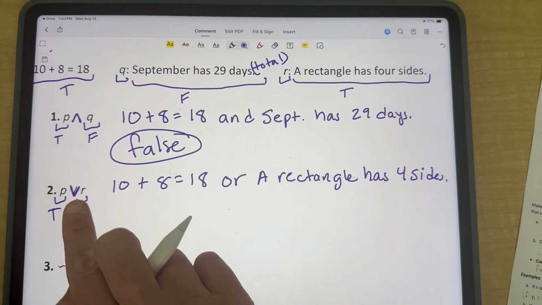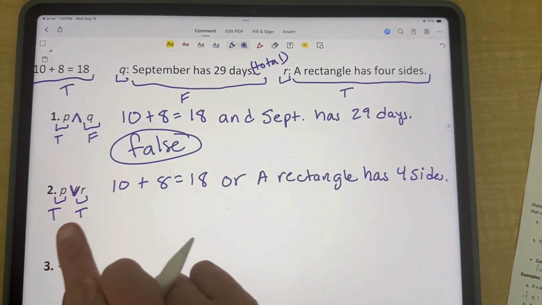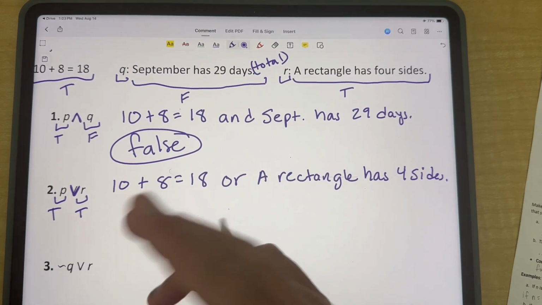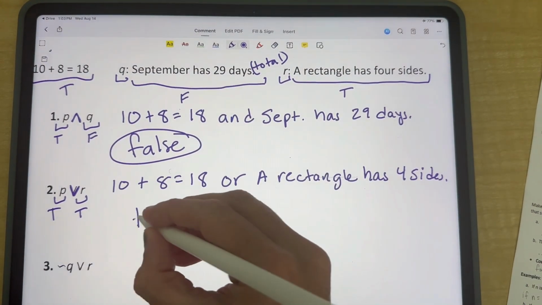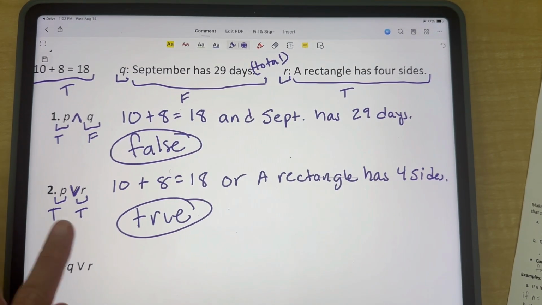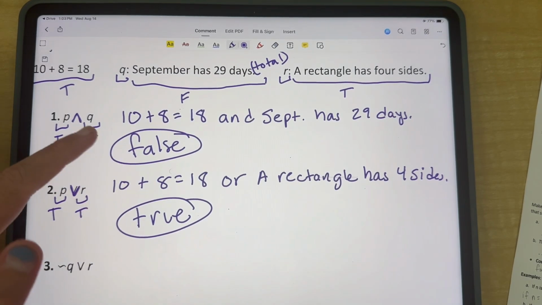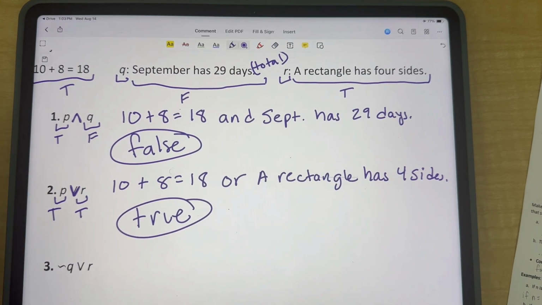So on OR statements, how many T's do we need? We only need 1 T. Do we have at least 1 T between these two statements? We do. So this whole statement is true. Again, when you look over here, you only need 1 T for OR. You need both T's for AND to be true.